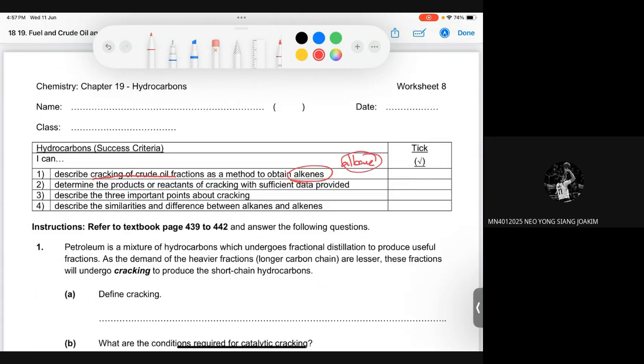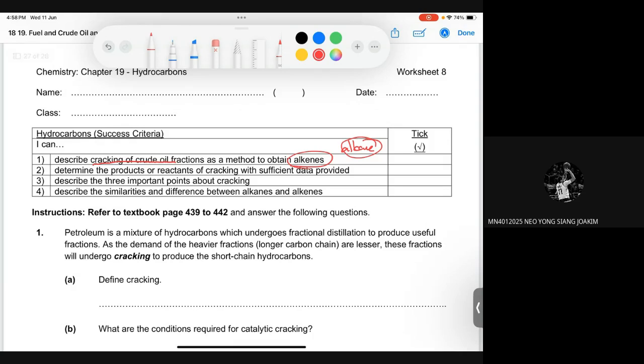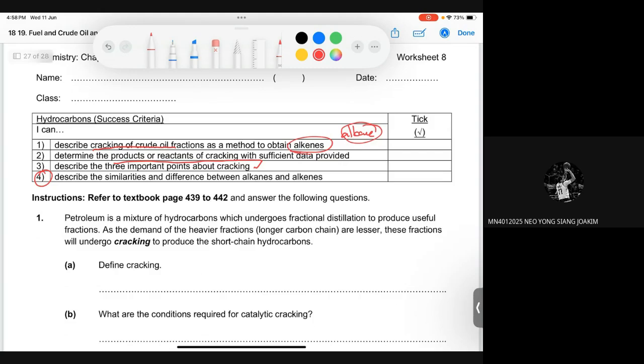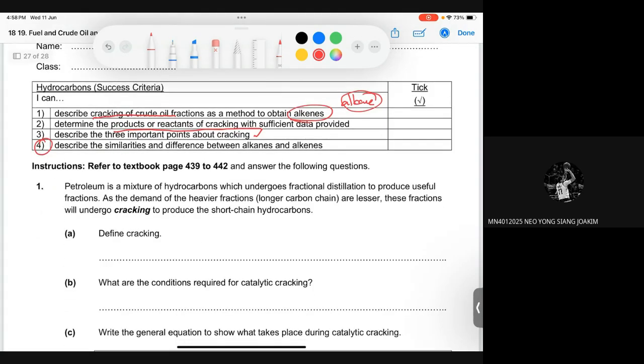Right? The crude oil fractions actually are big chunks of alkanes and alkenes. But what is happening is that I want smaller chunks. So cracking is to make the smaller chunks appear. Okay? So we're going to learn what exactly cracking is. We're going to learn how to determine the products and reactants after cracking. Then we're going to learn the important points for cracking, and we're going to summarize the whole thing up with the similarities and differences between alkanes and alkenes. So this worksheet will wrap up everything quite nicely already. Okay, so let's start. What exactly is cracking?